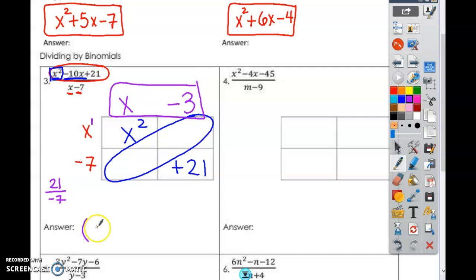My answer is x minus 3. I am done. You don't have to do anything else if you don't want to. But I like to check my answer, right? So I'm going to say, okay, well, what's x times negative 3? Negative 3x, right? What's x times negative 7? Negative 7x. And when I add these two, does it give me negative 10?